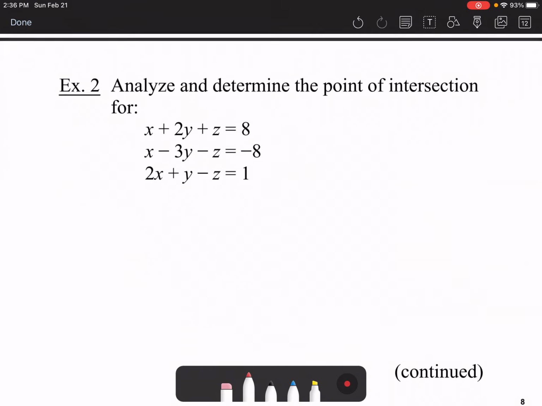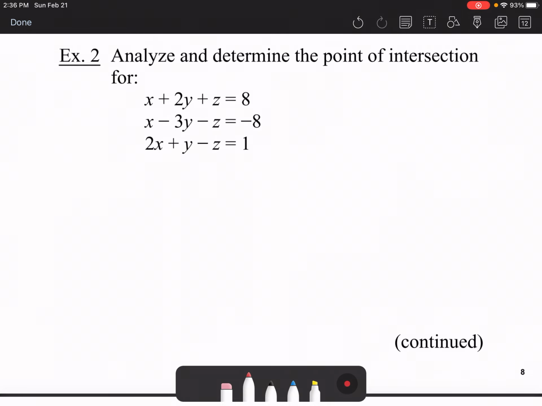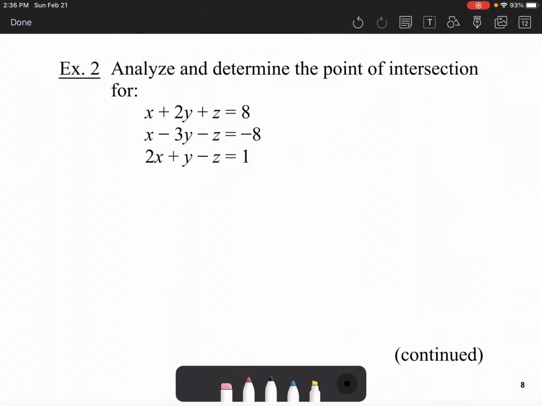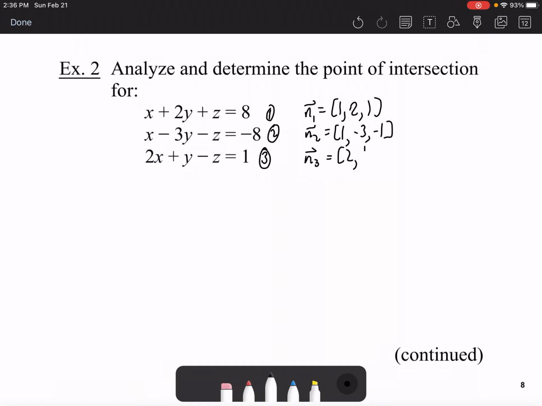So let's say an example of this. First off, let's take a look at these equations. Let's call our first one 1, second one 2, third one 3. Well, you'll notice normal 1 is 1, 2, 1. Normal 2 is 1, negative 3, negative 1. And normal 3 is 2, 1, and negative 1. Just by inspection, you can see these are not collinear.